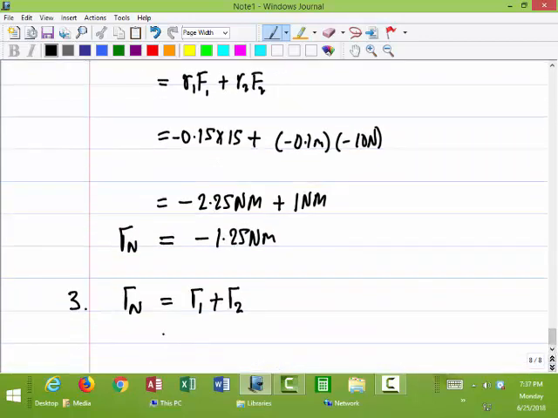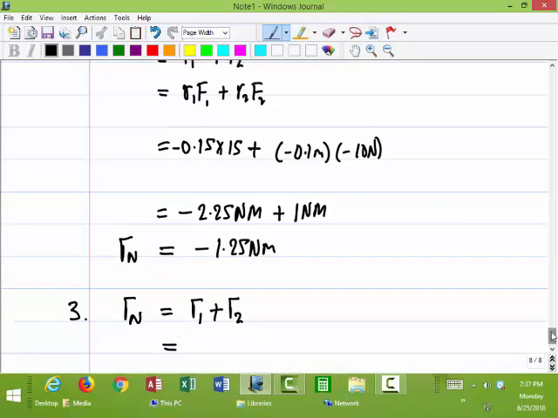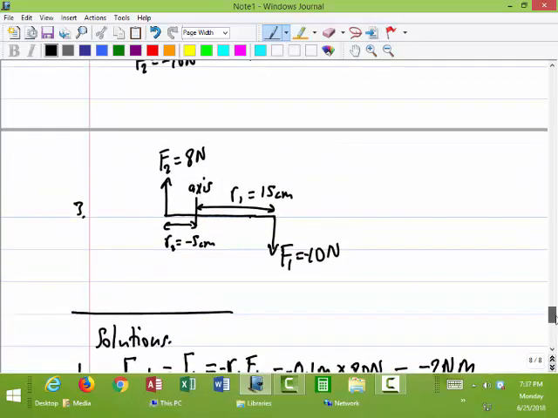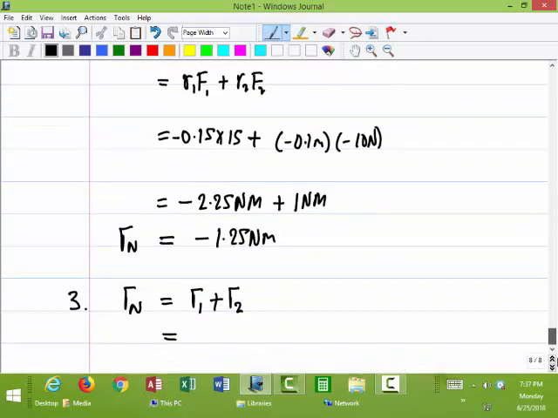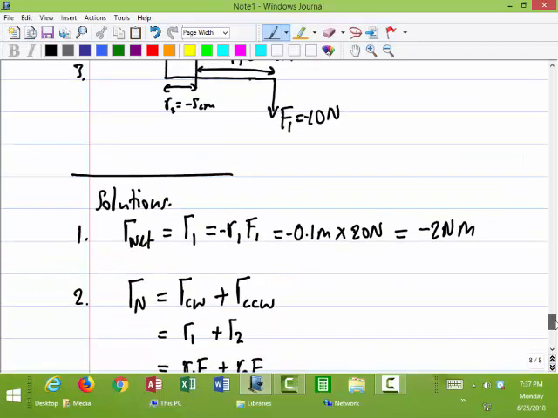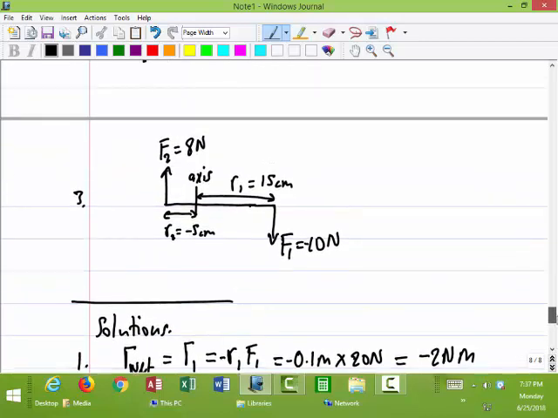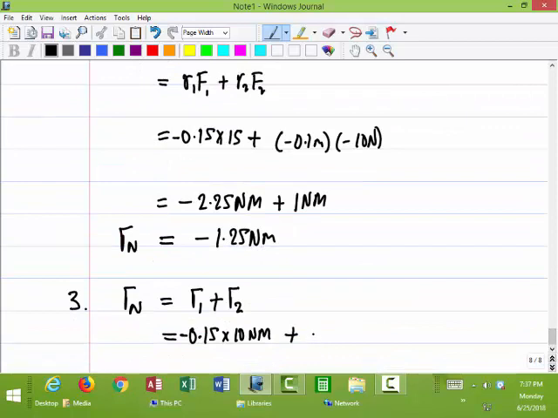So in torque 1, we're going to have again the lever arm, which is 15 centimeters, change that to meters and multiply by the force. So we're going to have 0.15 with the negative in front of it times 10 newtons. So that will be in Newton meters, plus the other torque, which is due to force F2 and lever arm R2. So minus 5 centimeters times F2, which is pointing up. So that's a positive. So we shall have minus 0.05 meters multiplied by 8 newtons.